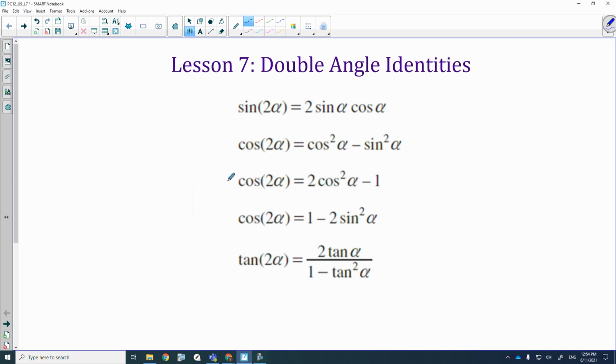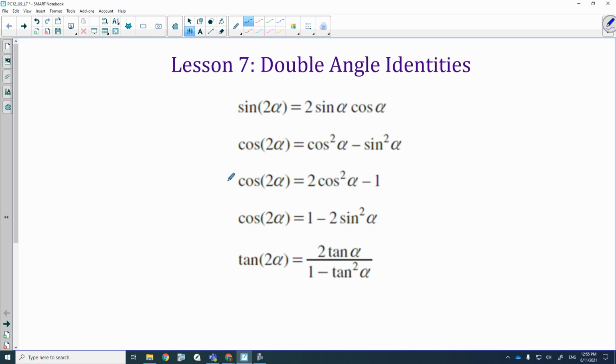Hi, Math 30s. We're moving on to Lesson 7, which is called Double Angle Identities. Just like with Lesson 6, I am going to be doing the examples in the workbook along with a few of my own examples. A blank copy of those examples can be found on the Google Classroom.